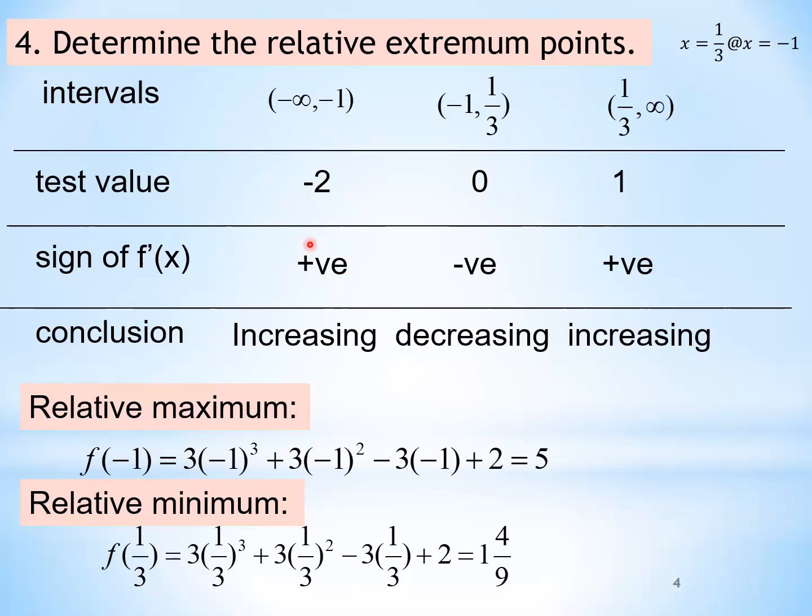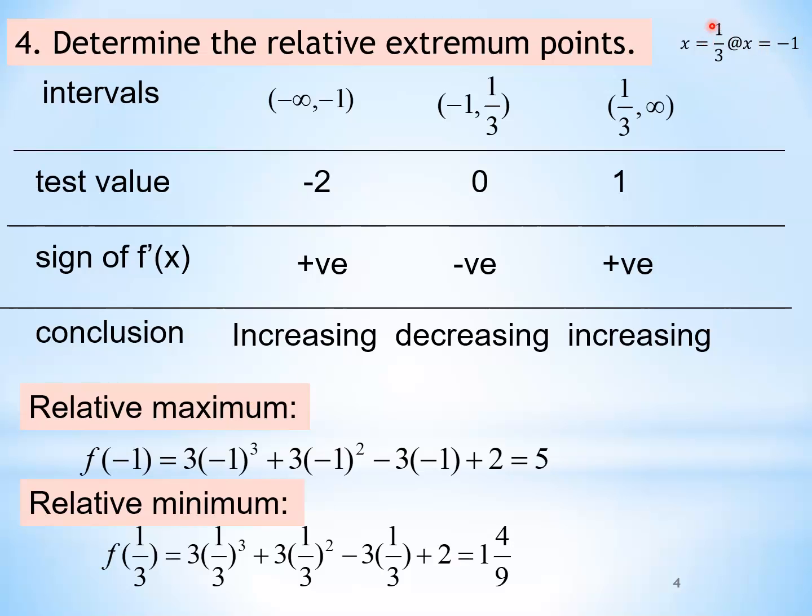Again, from this value, you're going to substitute it into the f prime function, the first derivative. Substitute into the first derivative, you will get either positive or negative values. So positive means the function is an increasing function. Negative means it's a decreasing function, and positive again, increasing function. So now you can find your relative maximum from here.